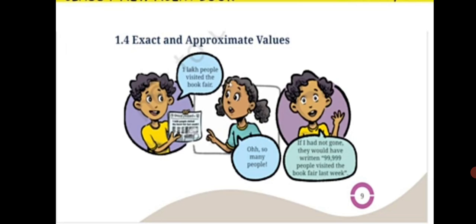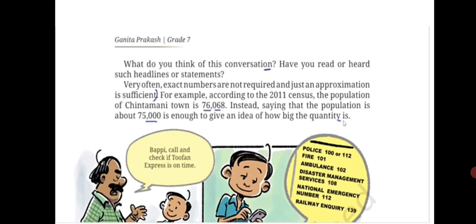Now here you can see two friends, Roxy and Istu. Let's see what they are saying. "1 lakh people visited the book fair." "Oh, so many people. If I had not gone, they would have written 99,999 people visited the book fair last week." You listen to both of them. Now what do you think of this conversation? Have you read or heard such headlines or statements?